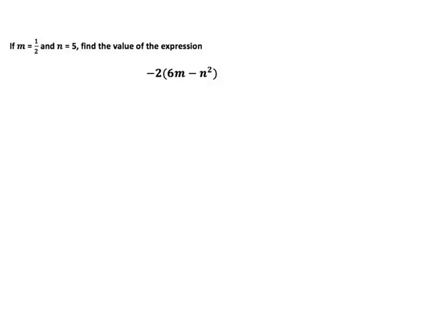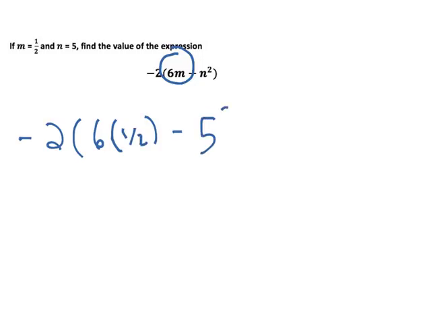In this particular situation, if m equals 1/2, so anytime I have an m, I'm going to replace it with 1/2, and n equals 5, find the value of the expression. So just take a moment to remember that 6m means 6 times m. So in this case, it's going to be 6 times 1/2. 6 times 1 divided by 2 minus 5 squared.